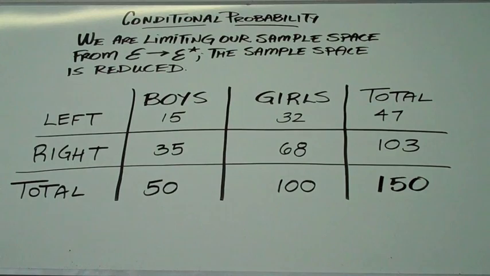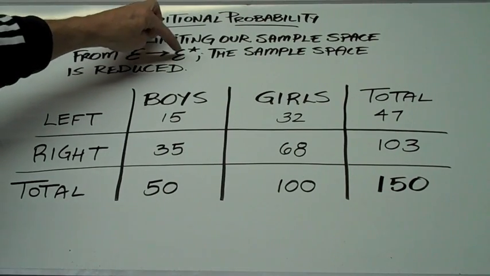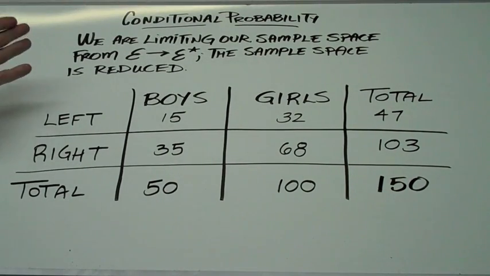Let us now talk about conditional probability. In conditional probability, we are limiting our sample space. We go from a sample space of E to E asterisk. The sample space has been reduced. Now let's not overthink this. I'm going to give you some formulas in a minute that make it a little confusing, but they work.